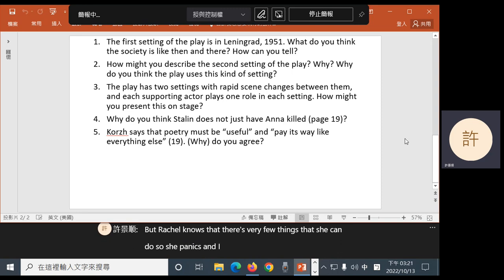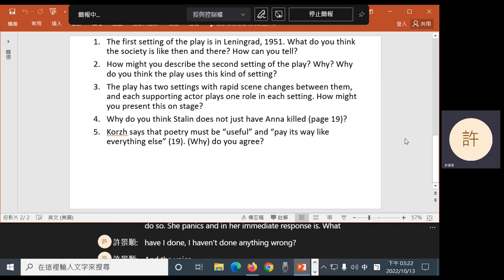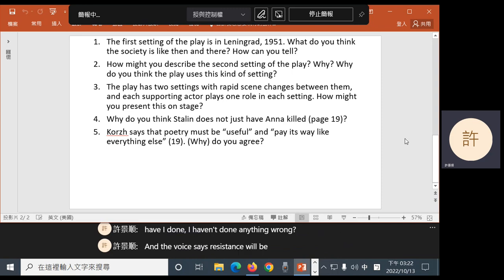And her immediate response is, what have I done? I haven't done anything wrong. And the voice says, resistance will be a further violation. So it looks like this kind of law and order doesn't care about the person's intentions or thinking. They only care about the person's actions.